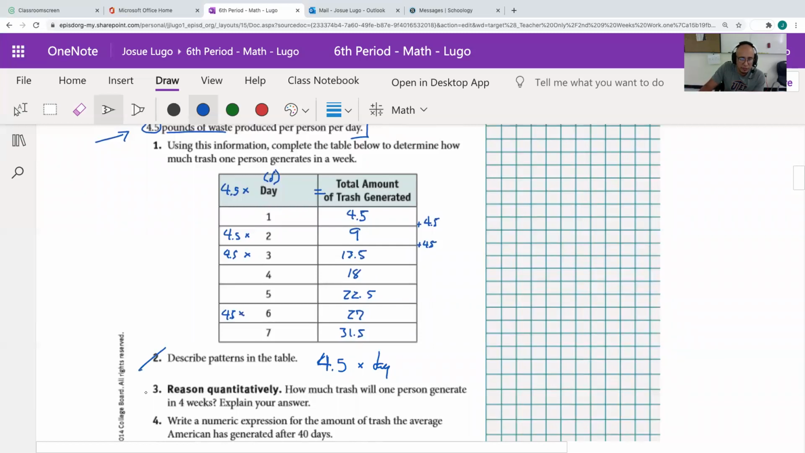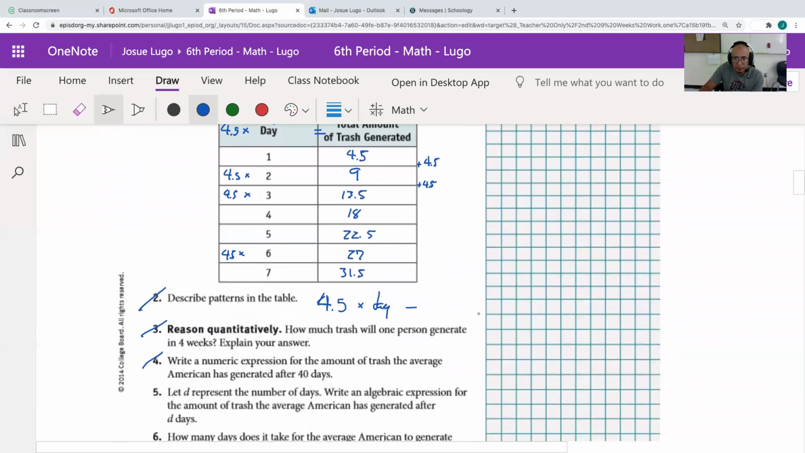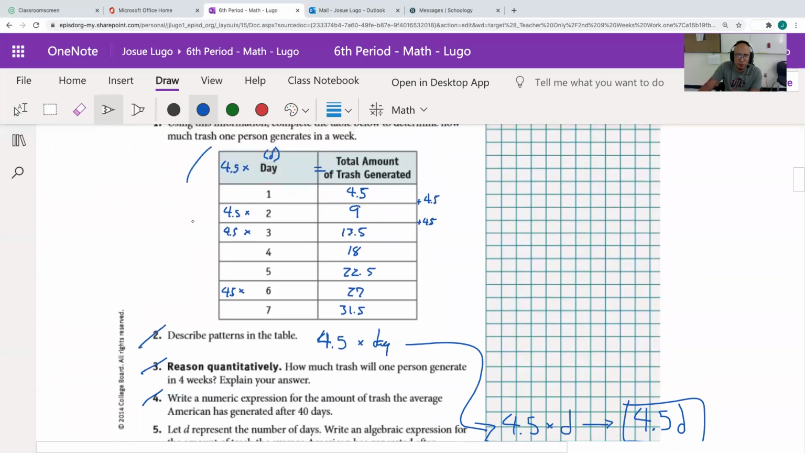And I know that we don't have to do number 2, 3, or 4 on Schoology, but on number 5, it does ask for an expression. So really, we're taking 4.5 and we're multiplying it times the day. And if you remember, whenever we are multiplying a number times a variable, we can just write it without the multiplication symbol. That is redundant. You just do 4.5d, and that would be the answer to 5. In other words, instead of writing this huge table up here, all you have to do is say, well, just do 4.5 and multiply that times the day, and that'll give you the amount of trash generated.